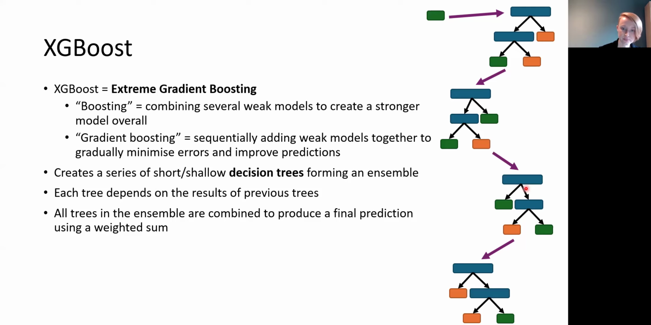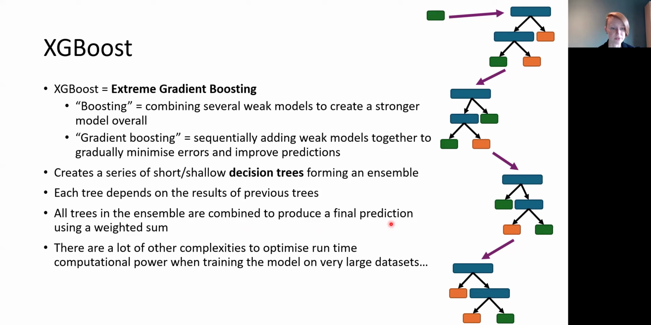In the case of extreme gradient boost, it's essentially creating a series of short or shallow decision trees that all link together to form something called an ensemble, where each tree within this ensemble depends on the results of the previous tree. So this is different to random forest, where we had a whole load of different trees, and you would run your data through all of them and then take some summary across all of your random trees. In this case, you put your data through each tree in a sequential manner, and then you get a weighted sum prediction from all of your trees to produce a final prediction at the end.